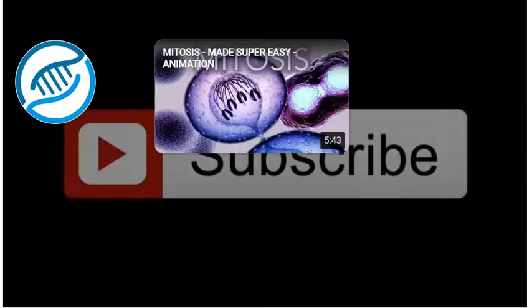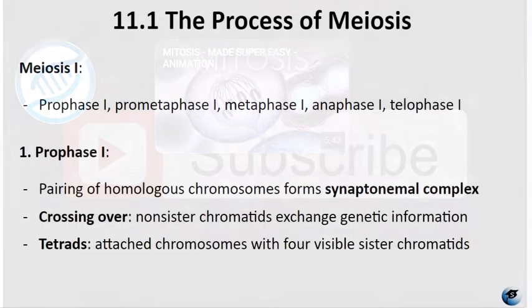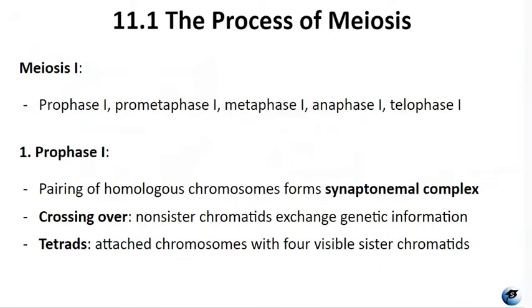Great, so let's dive into the steps in a little bit more detail. So meiosis 1 is the first round of cell division, and it includes prophase 1, prometaphase 1, metaphase 1, anaphase 1, and telophase 1. And you also could include cytokinesis in that if you'd like.